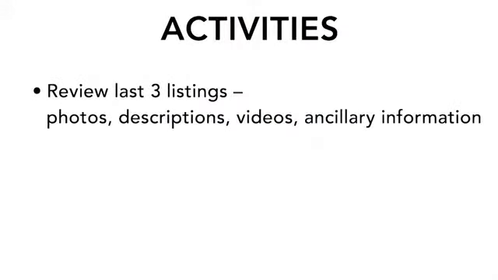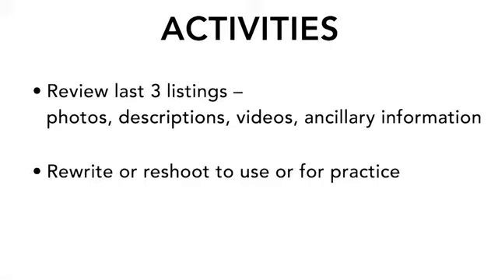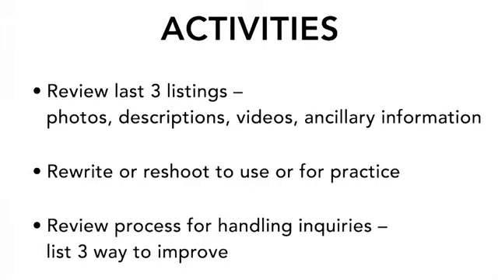Here are some things you can do now as a result of this module to improve your listing marketing online. First, review the last 3 listings for your company or yourself. Examine the effectiveness of all of the parts, the photos, the descriptions, the videos, the ancillary information that's around it. If necessary, try reshooting those photos or rewriting the descriptions just for practice, even if the property has sold. Then review your process for handling any inquiries and make sure you have a list of at least 3 different ways you can improve the quality of that experience.